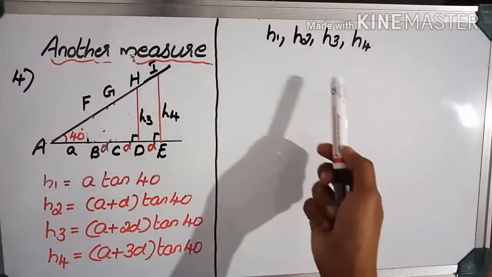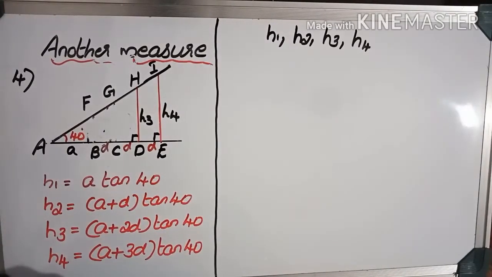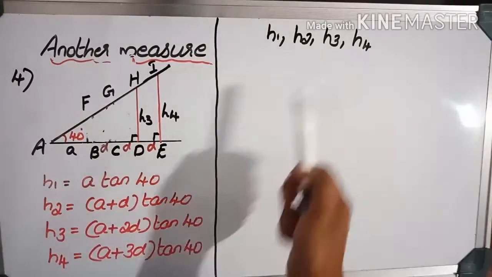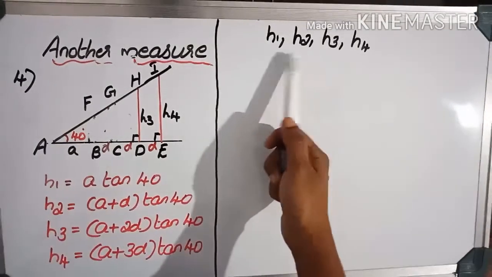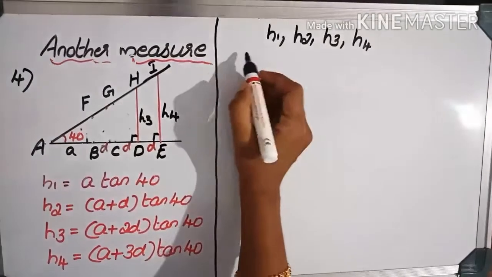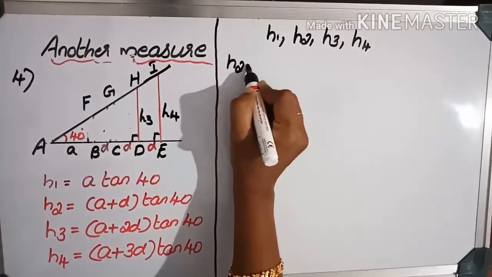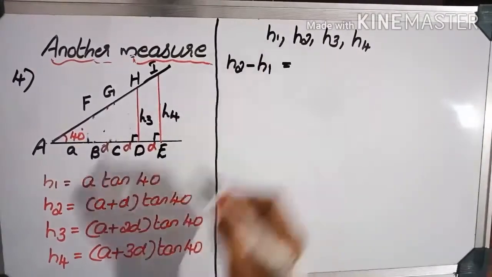Now we have to check whether it is an arithmetic sequence or not. Arithmetic sequence means there must be a common difference: the difference between any two adjacent numbers must be the same. So let's check the difference. First one, h2 minus h1. Let's find the difference of h2 and h1.